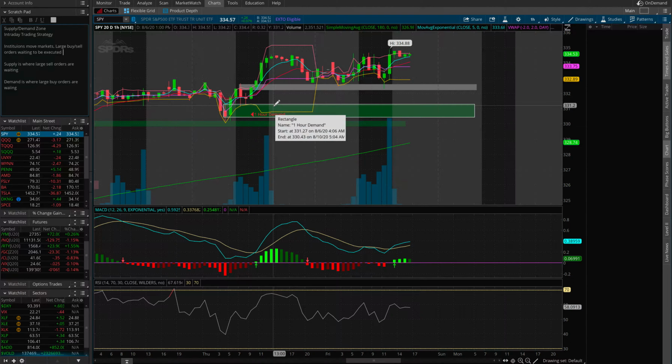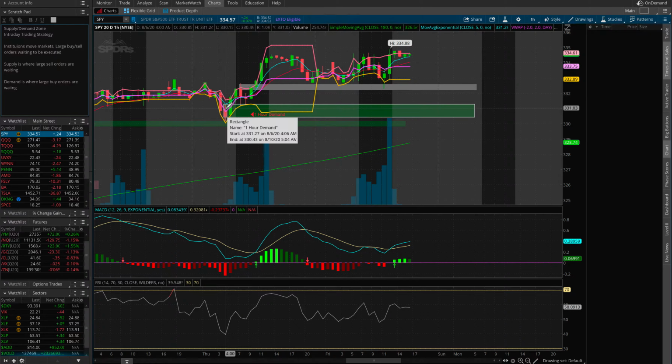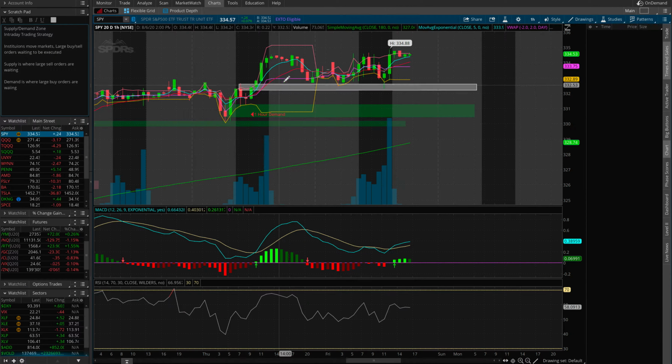Here's a 1 hour demand zone that I drew. There's a bunch of orders sitting here. So this is a base candle. Basically, buyers and sellers are agreeing on price. For a demand zone, you're looking for a sharp candle up, and the same thing with the supply zone, you want a sharp candle down.